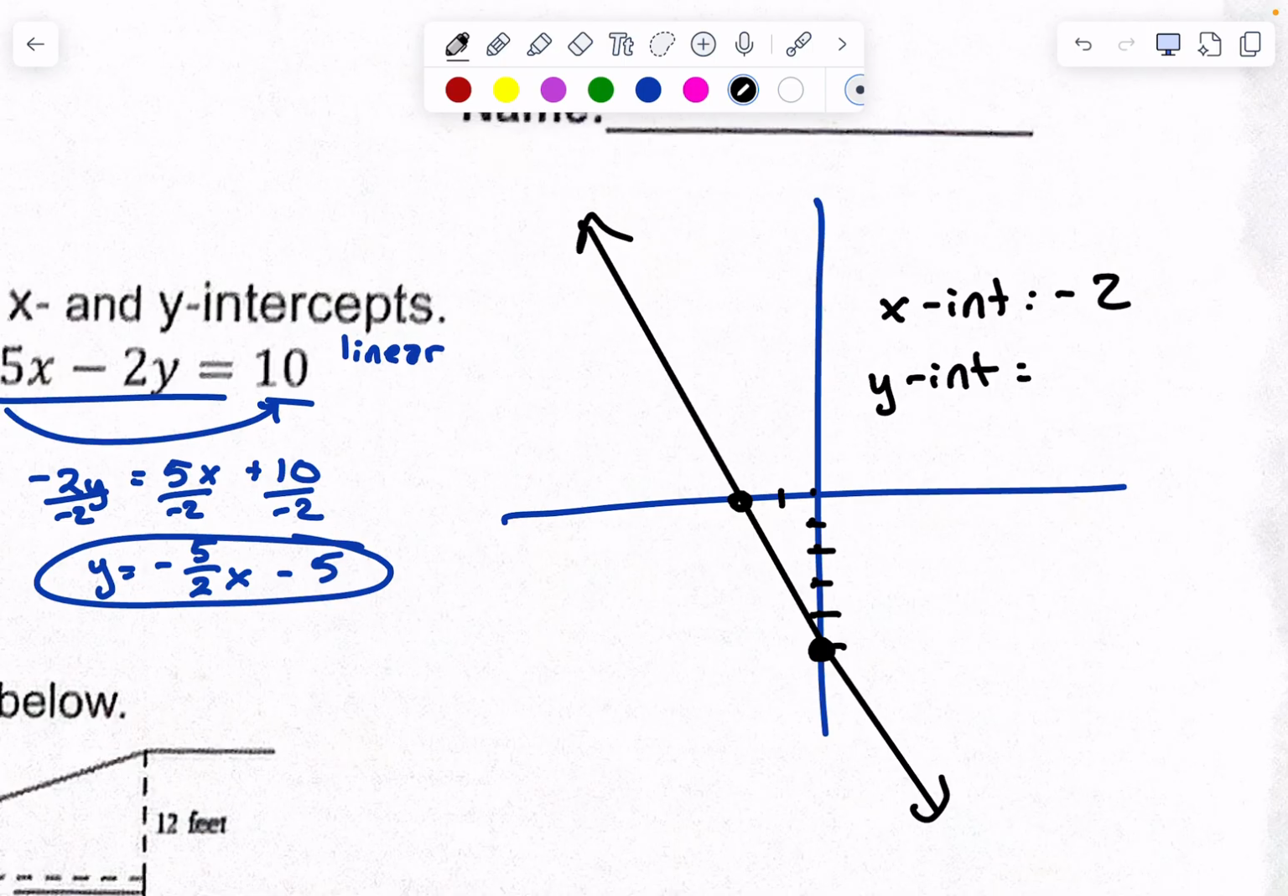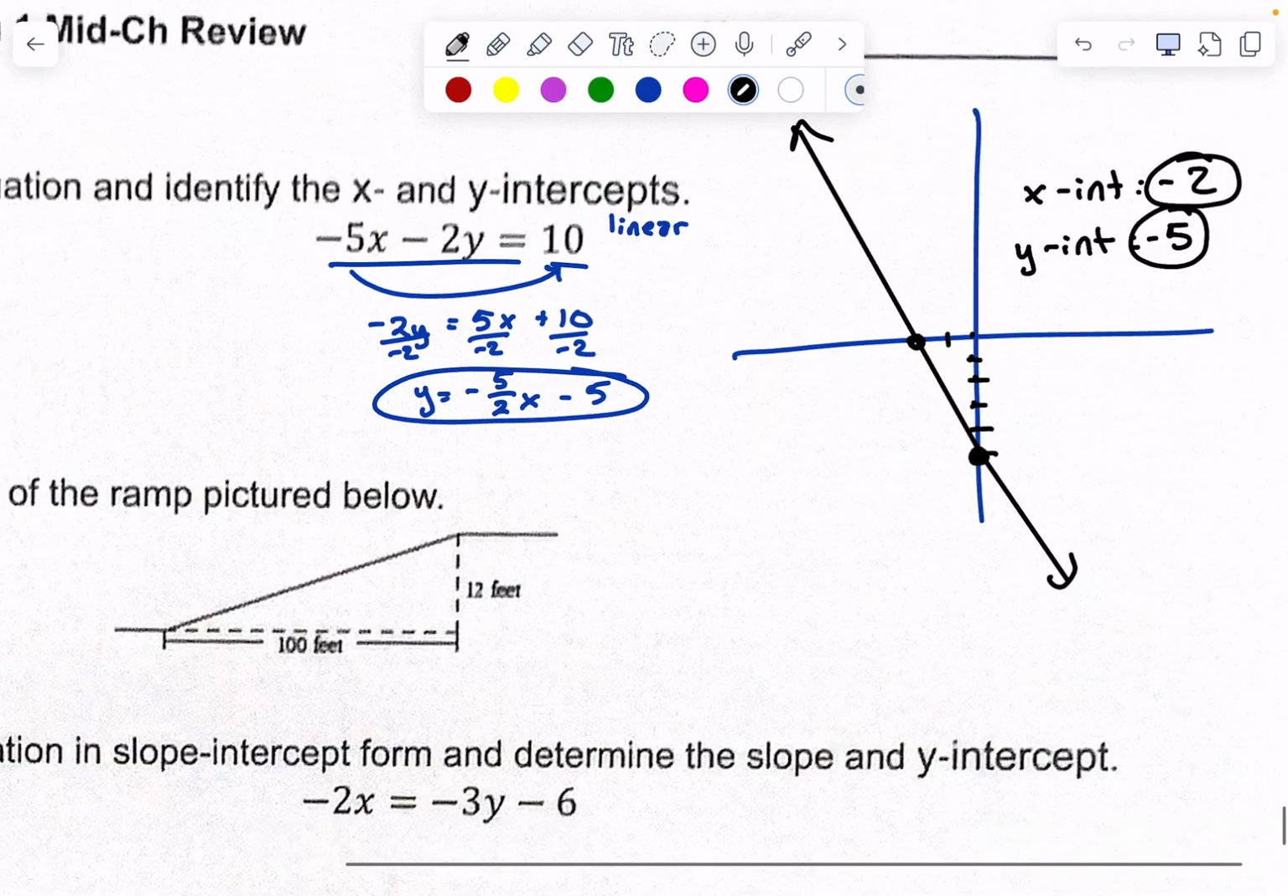And what's my y-intercept? Negative 2 and negative 5. There you go. X-intercept, y-intercept. Beautiful.